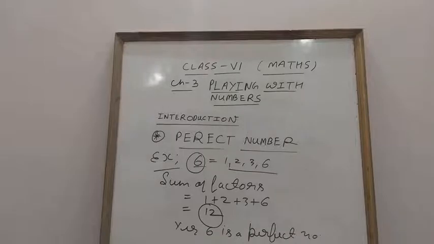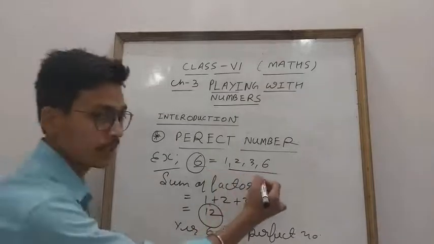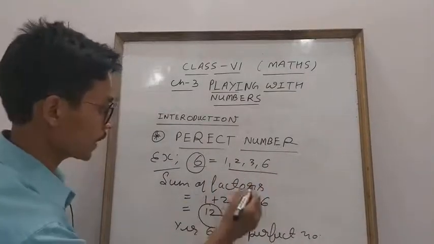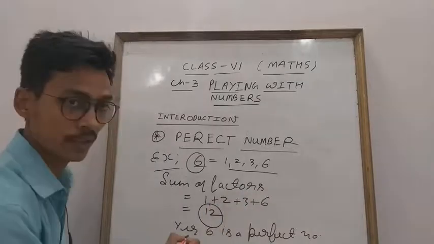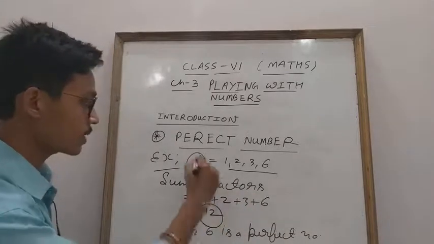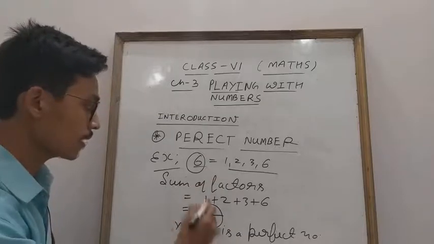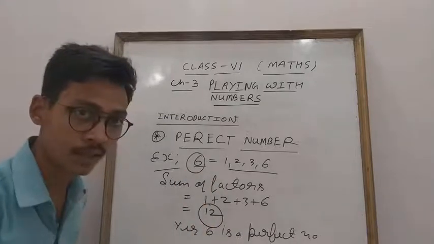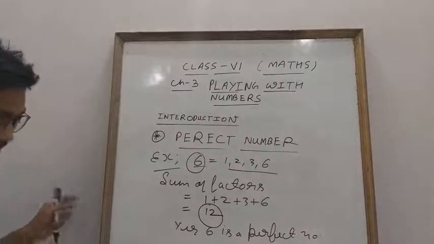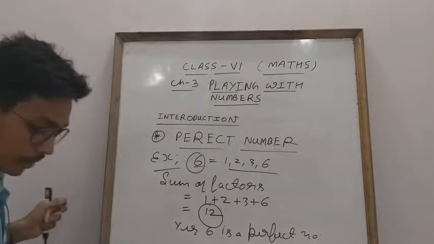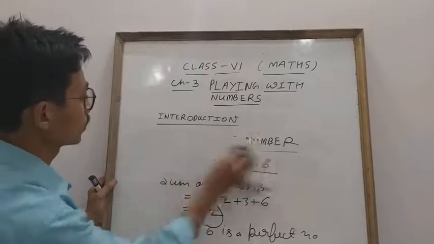Why? Because when we find the factors of 6, we find that they are 1, 2, 3 and 6. And what is the definition, students? The definition is that if the sum of all factors of the number is twice the original number. So the factors are 1, 2, 3, 6. 1 plus 2 plus 3 plus 6 is 12, and 12 is twice of 6. Twice means what? 2 times. So 12 is 2 times 6. So you can say yes, 6 is the perfect number. So this is about perfect number. Clear everyone? Now some other perfect numbers you will find out yourself and you will tell me.